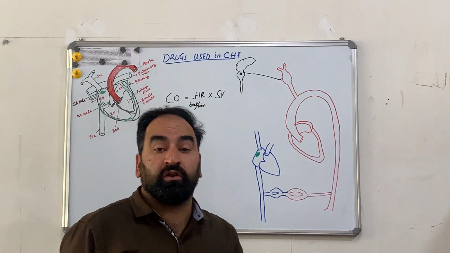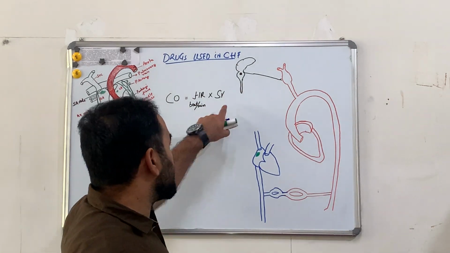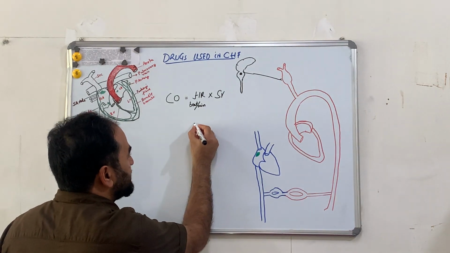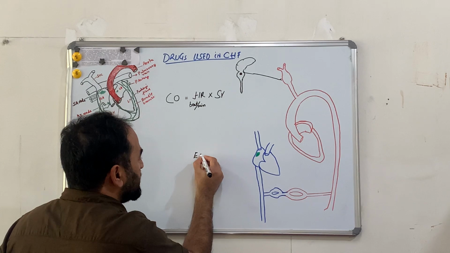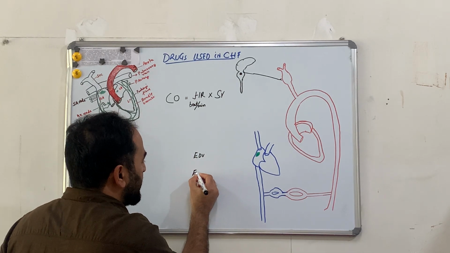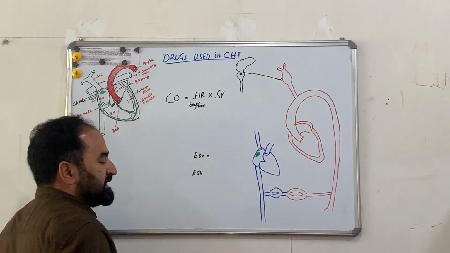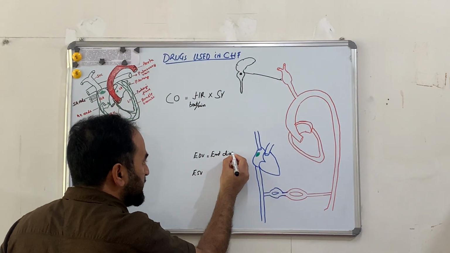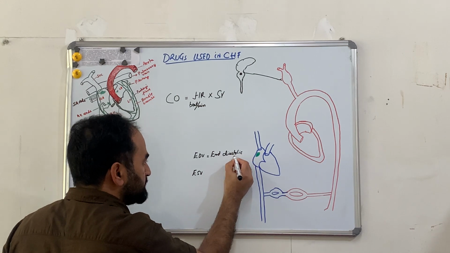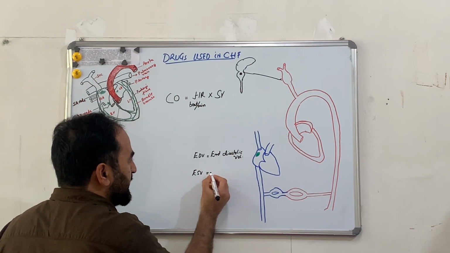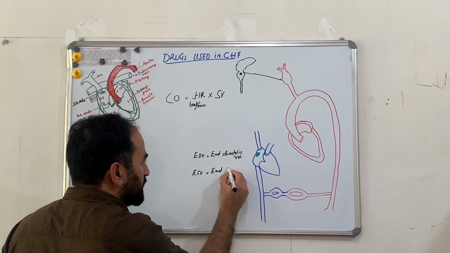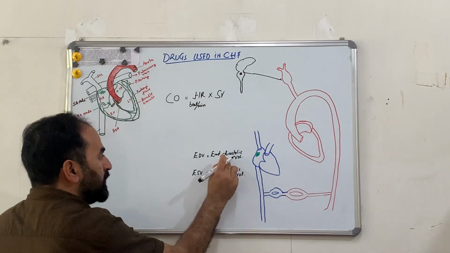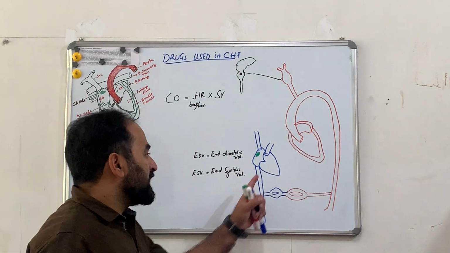Now coming to the stroke volume. What is the stroke volume? To understand the stroke volume, you need to understand two definitions. One is EDV, another is ESV. EDV means end diastolic volume, whereas ESV is end systolic volume. You know what is end diastolic volume?